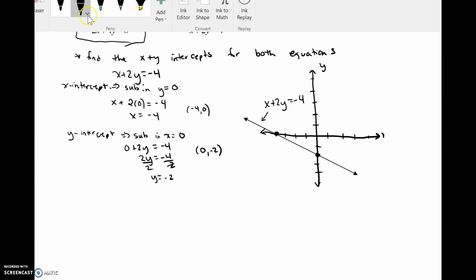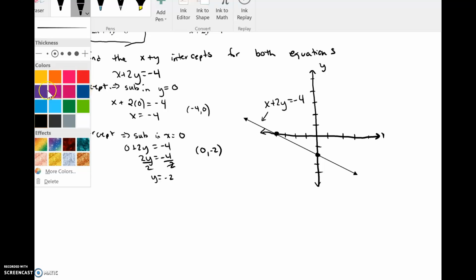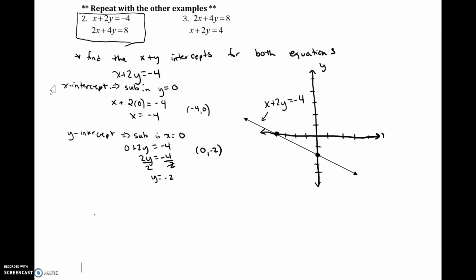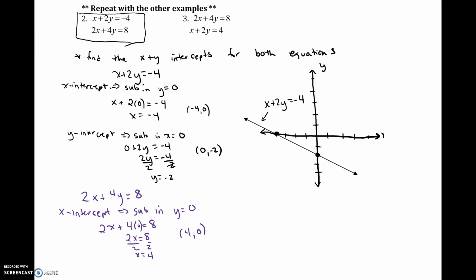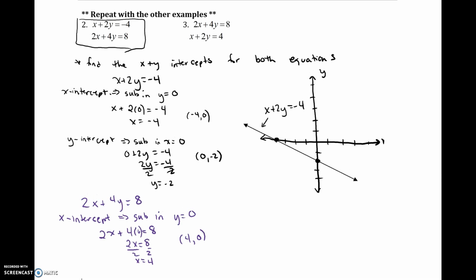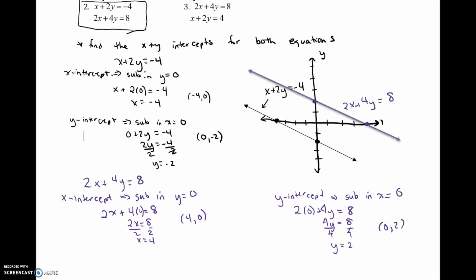If I repeat that process using the second equation in our system, 2x plus 4y is equal to 8, I find the x-intercept is equal to 4. Similarly, we can find the y-intercept is at the point (0, 2), and graph the line. Now that the lines are graphed, we see this is an example of two parallel lines that do not intersect.